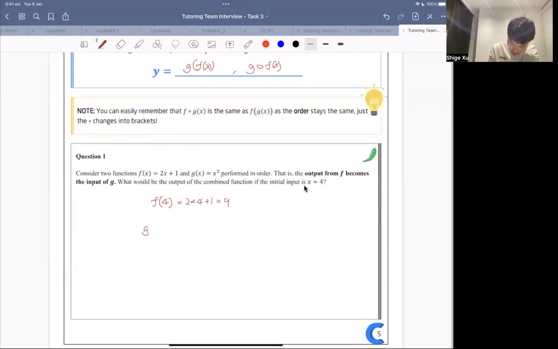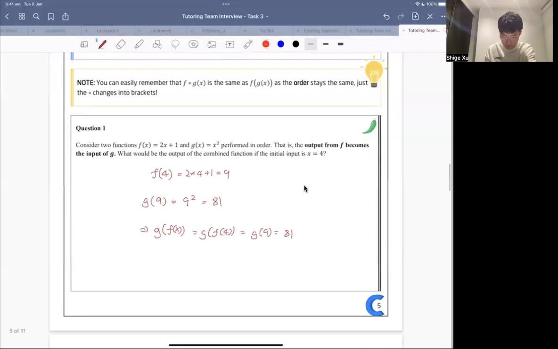Now let's substitute this output into g. So we have g of 9 equals 9 squared equals 81. And that's our answer. So essentially we have g of f of x equals g of f of 4 equals g of 9 equals 81, right? This is essentially what we have.